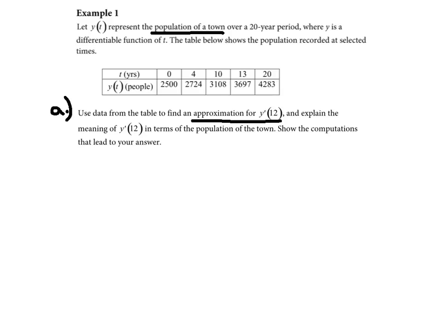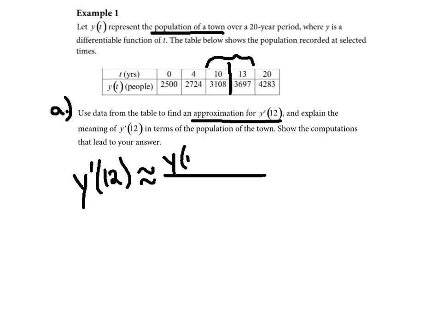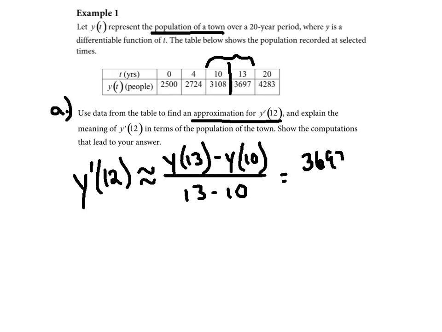Well, the problem is we don't have anything at 12, but and this is a little unsettling, 12 is not even in the middle of 10 and 13 as far as being the exact average. But the secant line from 10 to 13 is going to be a very good approximation for the tangent line right at 12. So here's what we got. We could say that the slope at 12 is approximately, and here's a good example, we don't want to use the equal sign there, the y-coordinate at 13 minus the y-coordinate at 10 over 13 minus 10. So we're really looking at 3,697 minus 3,108 divided by 3.